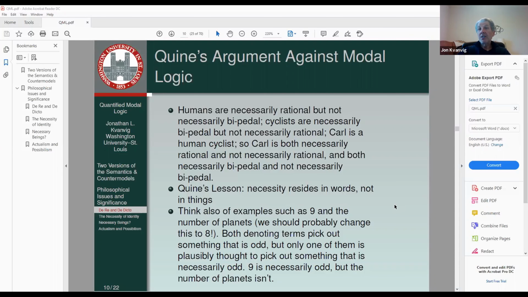So in this case, if there are 9 planets, both terms, both the number 9 and the number of planets, pick out something that is odd, and presumably 9 picks out something that's necessarily odd. But the number of planets isn't necessarily odd. It could have been other.